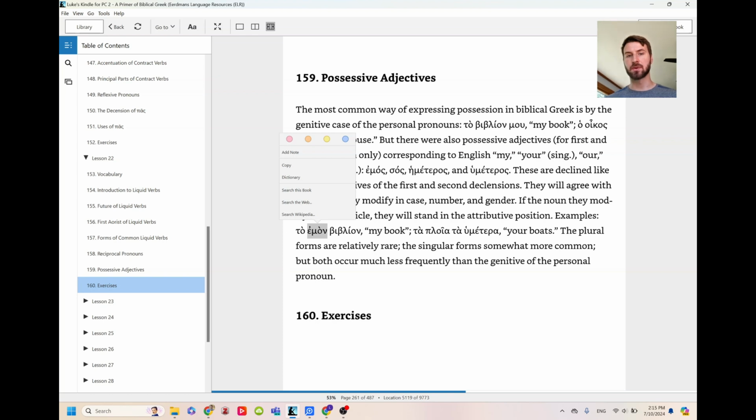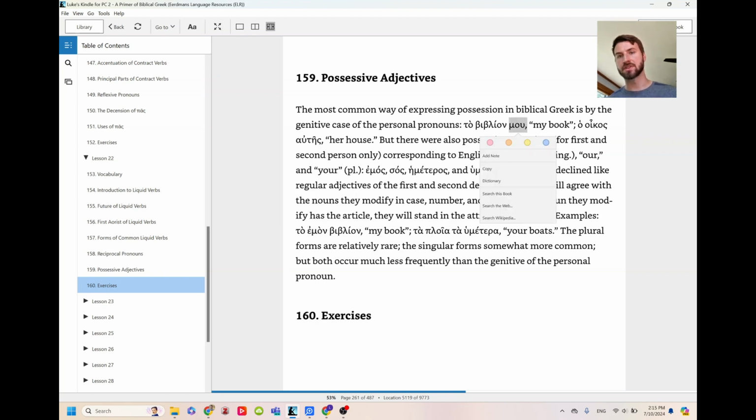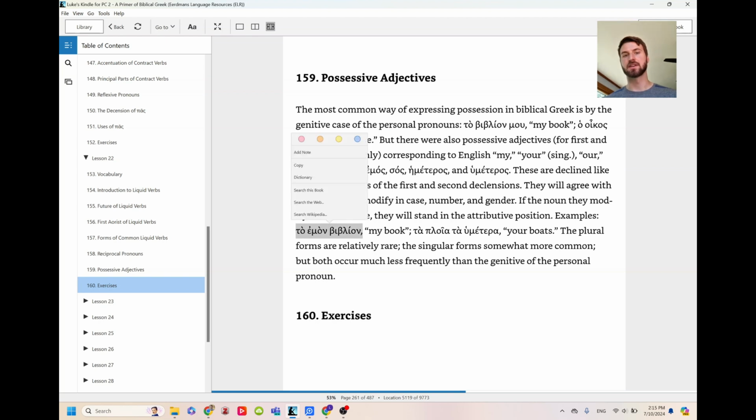But here, this form is used like an adjective, where mu here is a personal pronoun used in the genitive, so it's possessive. So in Greek, there's two ways to form a possessive pronoun. You can do it in the personal pronoun way, here. This would be using the genitive. Or you can do it the adjectival way, and that's here. But all the endings are the same as nouns, so there's nothing new really to learn. Okay, that should be good.